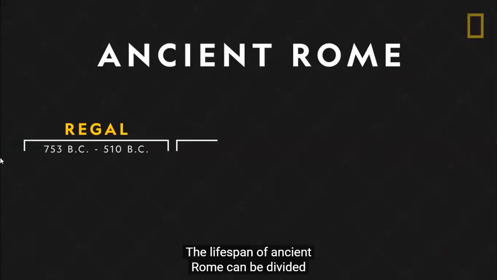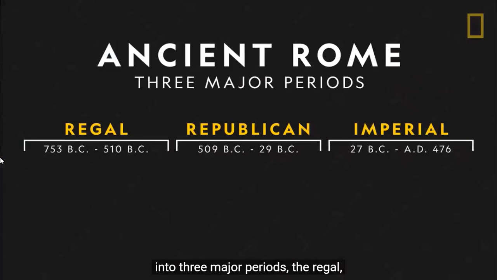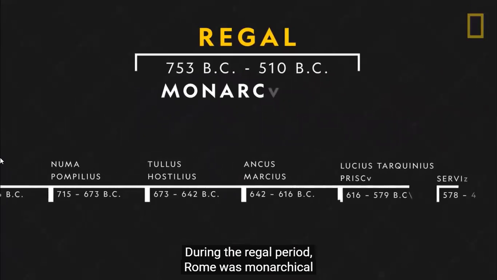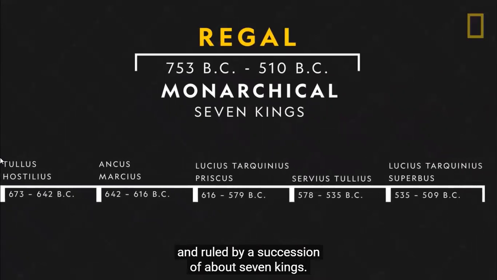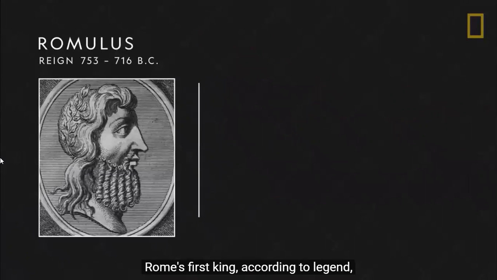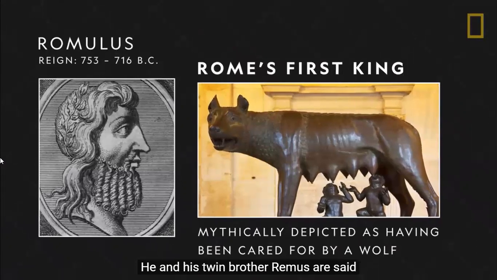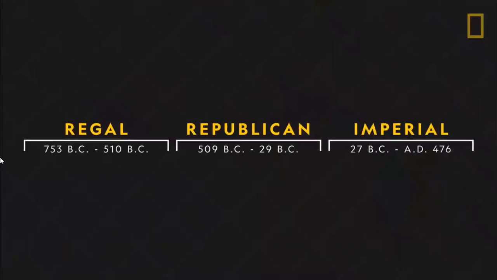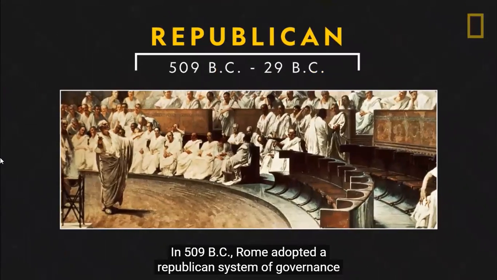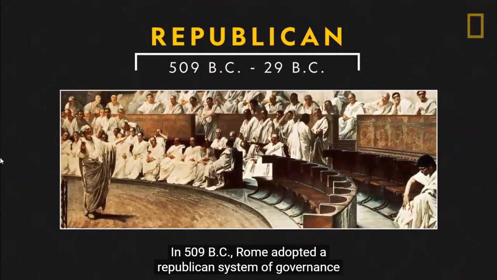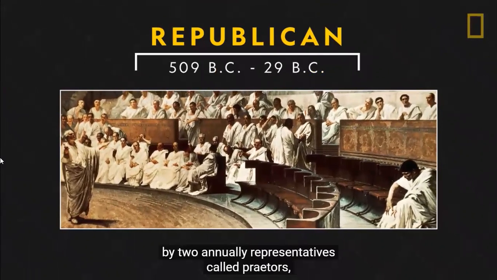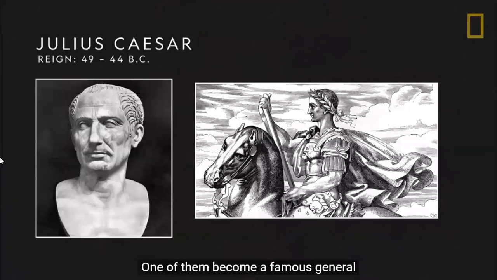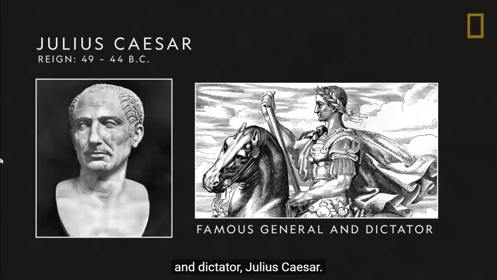The lifespan of ancient Rome can be divided into three major periods: the regal, the republican, and the imperial. During the regal period, Rome was monarchical and ruled by a succession of about 7 kings. Rome's first king, according to legend, was a man named Romulus. He and his twin brother Remus are said to have founded Rome in 753 BC. In 509 BC, Rome adopted a republican system of governance in which the state was primarily ruled by 2 annually elected representatives called praetors, who were later called consuls. One of them became a famous general and dictator, Julius Caesar.